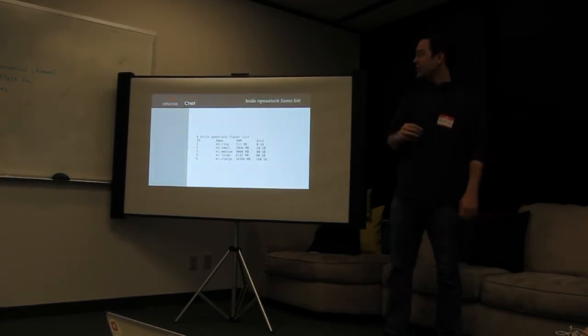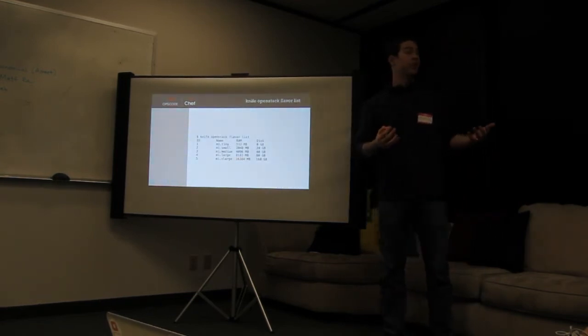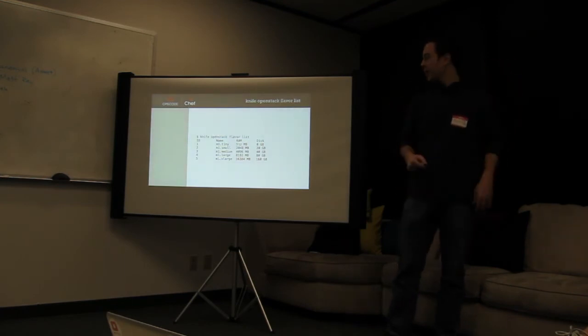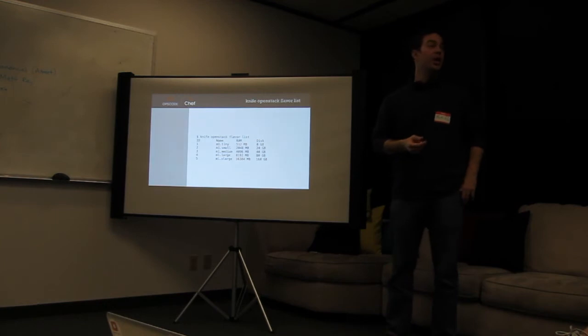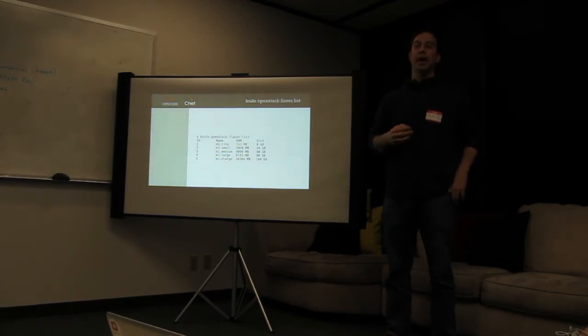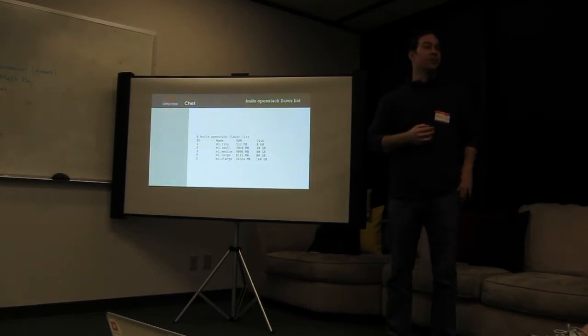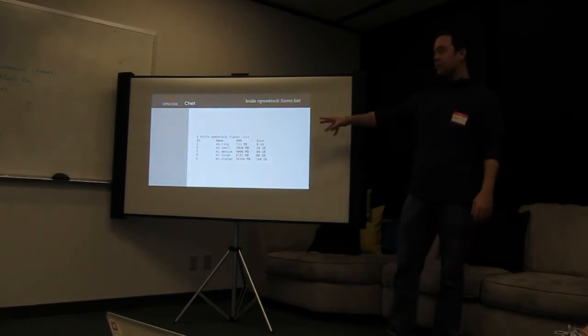Knife OpenStack flavor list lists the flavors that are available to you. If you're deploying different sizes, this is customizable. I haven't seen anybody change it yet, but obviously when we start getting into GPU setups and triple XLs and weird memory settings, this will change.